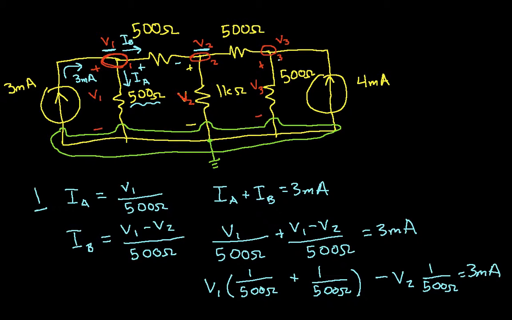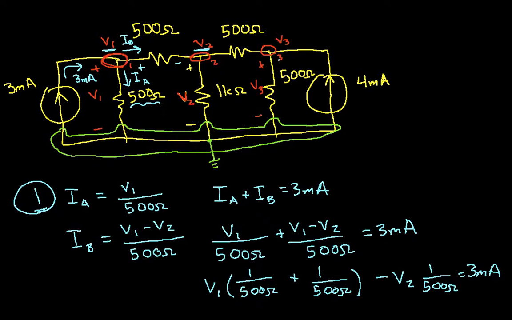So this gives me one of my equations in my unknowns, and I got it by applying Kirchhoff's current law at node 1. I found the currents in terms of the node voltages. So this is the analysis at node 1.